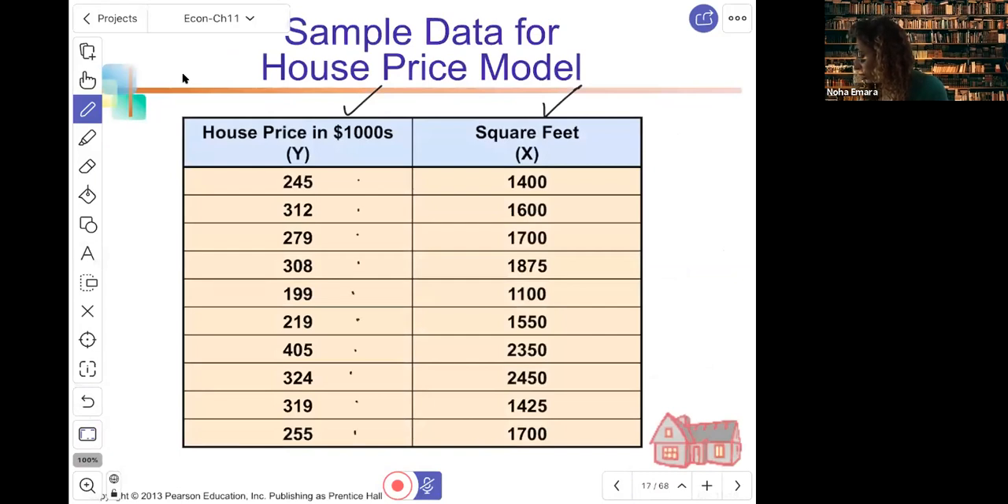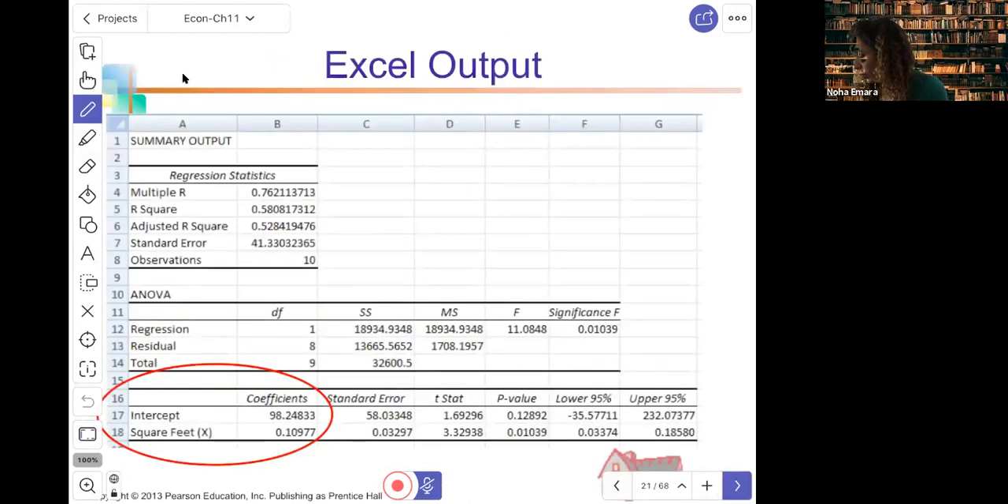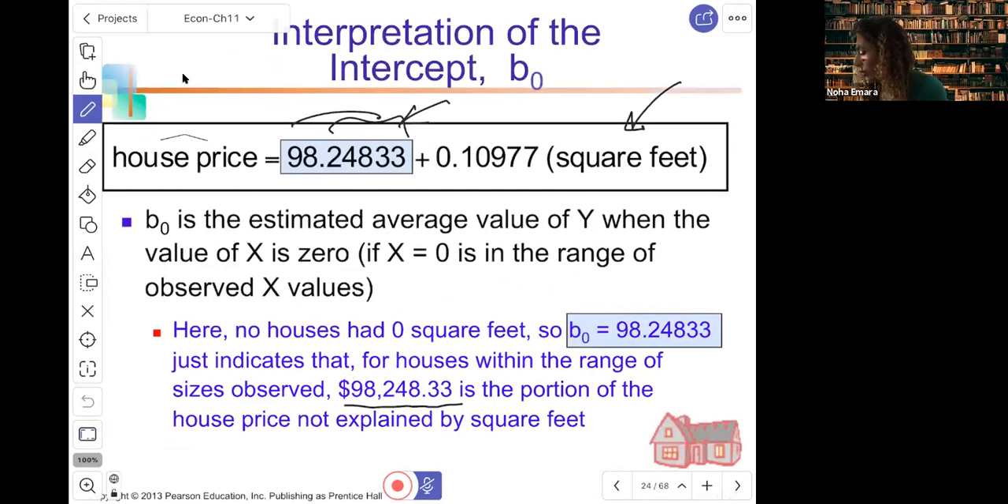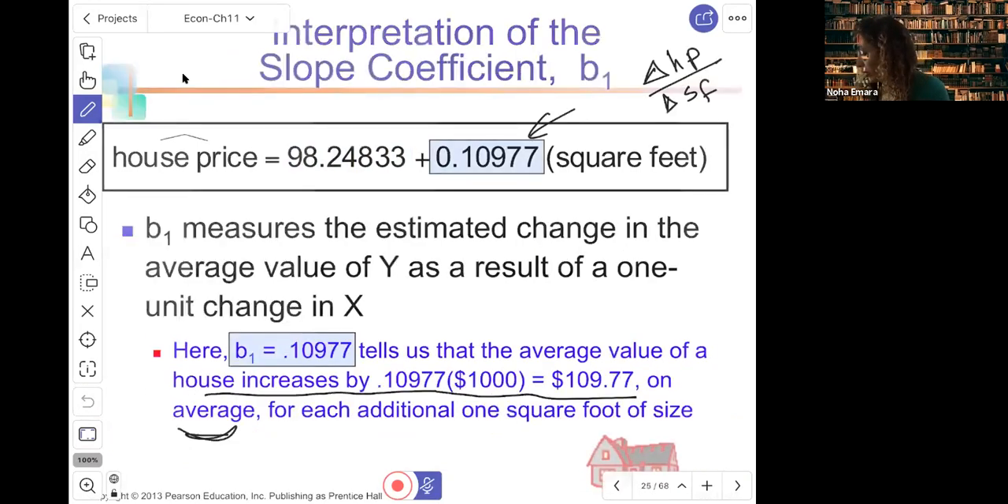1, 2, 3, 4, 5, 6, 7, 8, 9, 10 houses. So we have to say on average because you're not talking about a specific house, but you're talking about on average based on the estimation of my model. This is what we get.